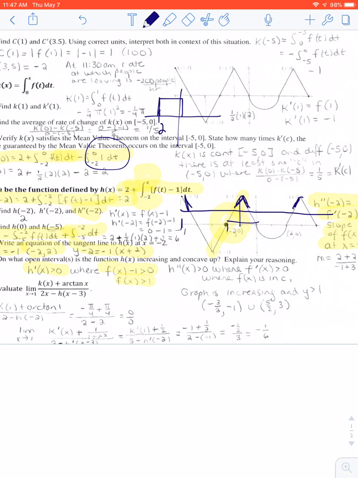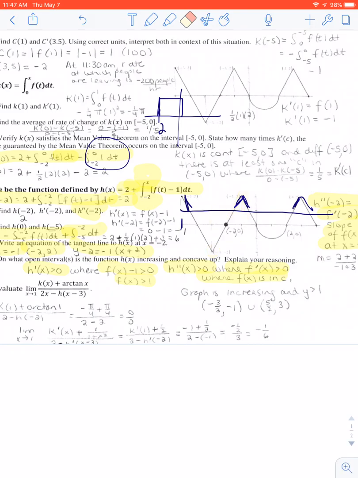Then to find out where it's concave up, we know the second derivative has to be positive. So that's going to happen, we're using that second fundamental theorem, where f prime is greater than 0. So that means where the function itself is increasing. So now if I go to the graph, and I'm going to go where it's increasing. Let me erase this yellow if I can.